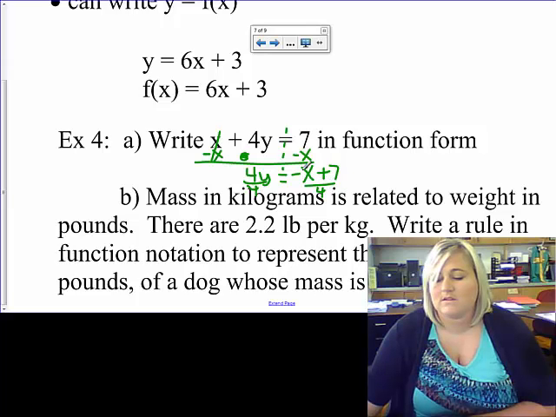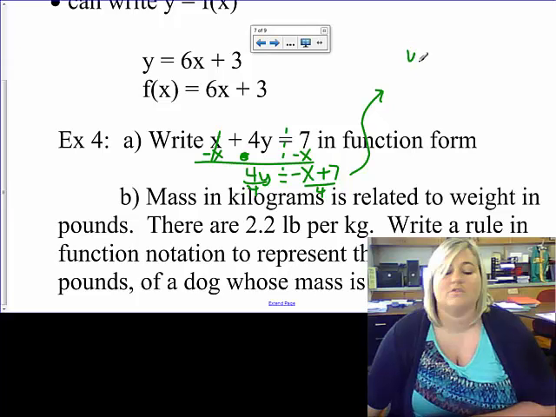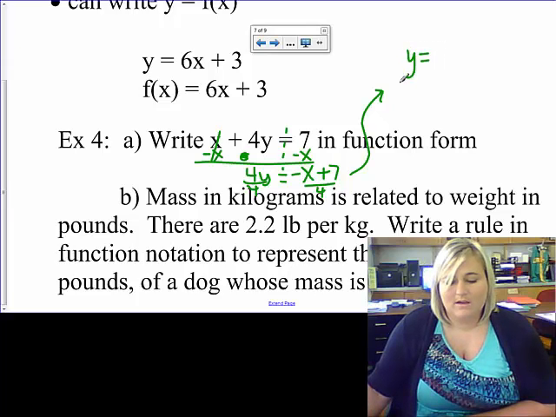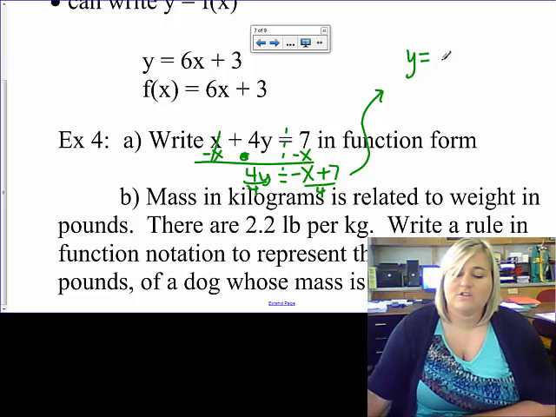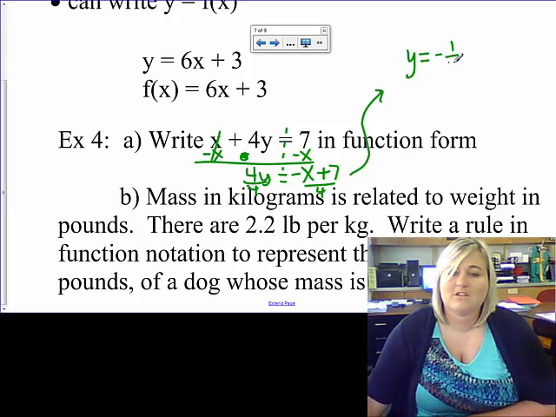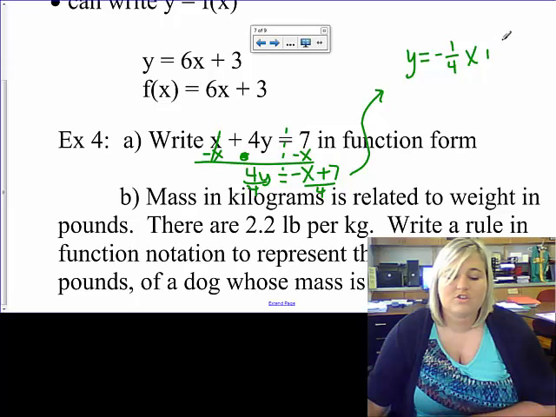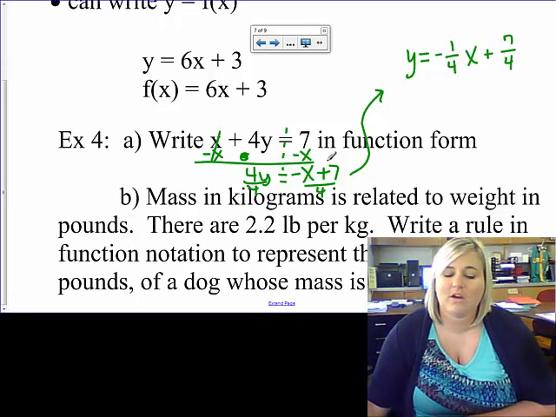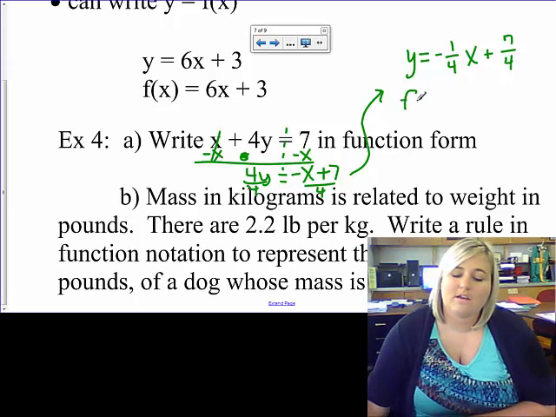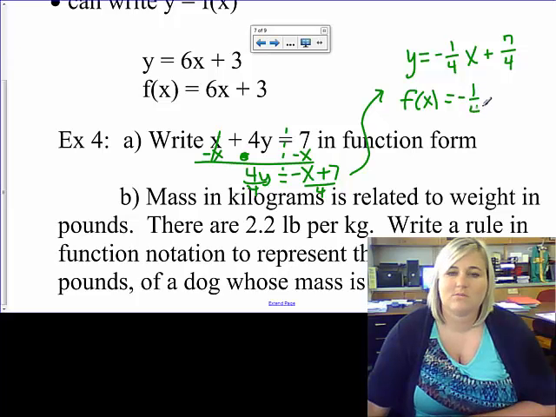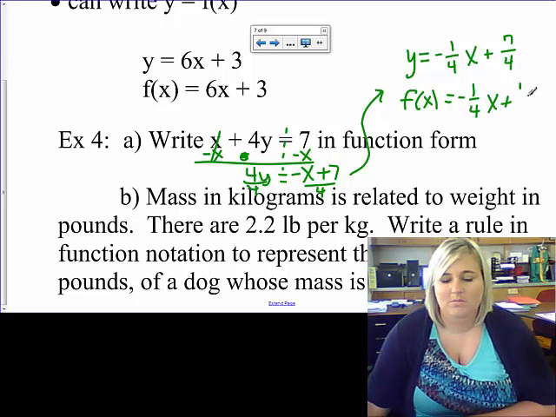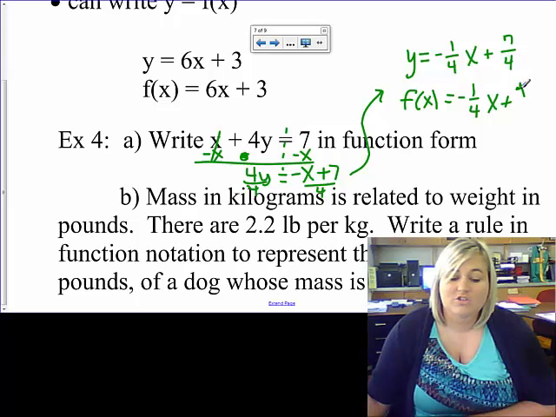So whenever I do this, I'm going to bring it up here. I have y equals, and this was a -1 divided by 4, so I have -1/4 x plus 7 over 4. But I don't want y equals, I want it in function form, which means I want f of x equals -1/4 x plus 7/4. This is all it takes for us to convert it to function form.